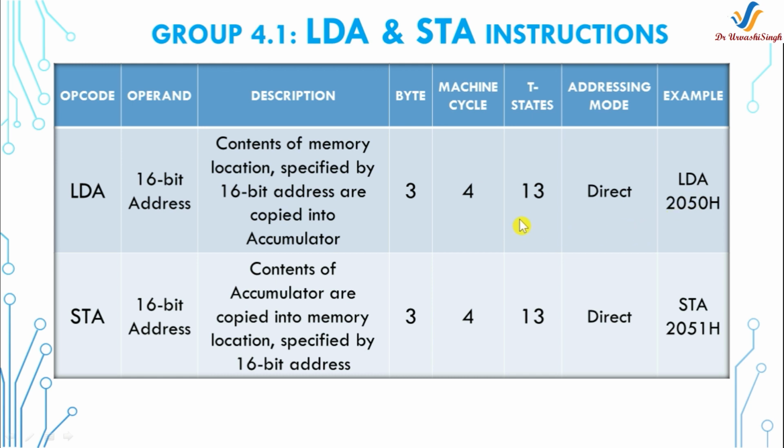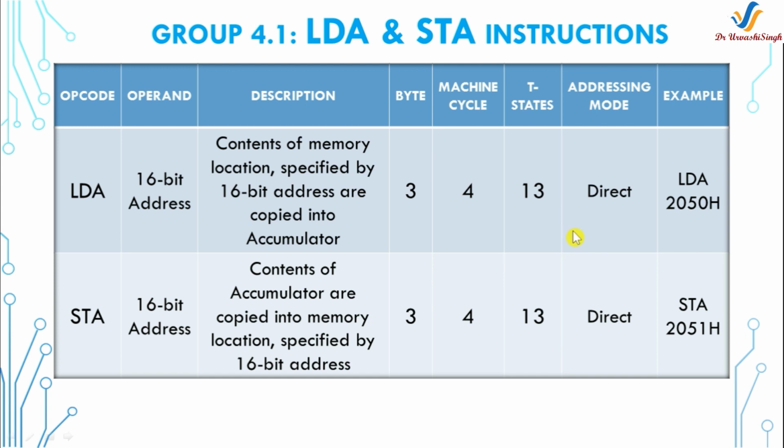Let us suppose this is the memory and this 2050 hex memory location is holding a number, for example 3A hex. According to this instruction, this 3A hex number will be copied into the accumulator. In this way, the instruction will be executed.